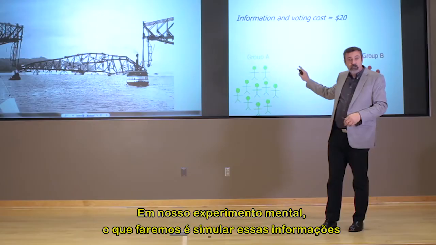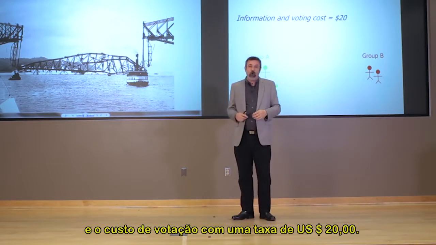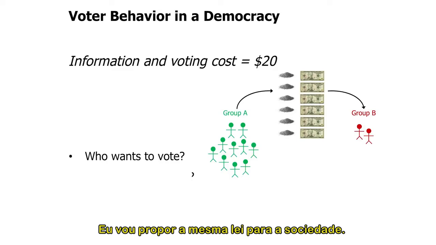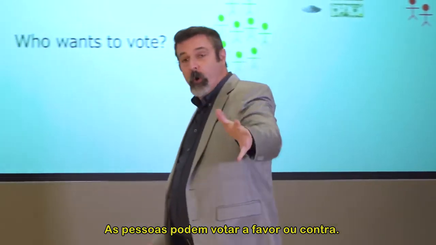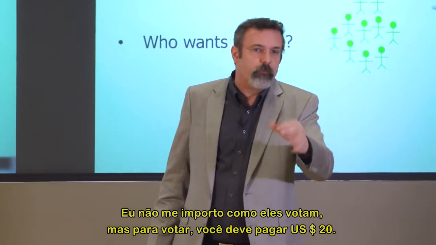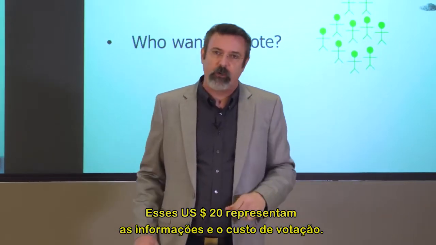And in our thought experiment, what we'll do is simulate this information and voting cost with a $20 fee. So I'm going to propose the same law for society. We're going to take $10 from everyone in Group A, we're going to burn half of it, we're going to give what's left to Group B. And the people can vote for or against, I don't care how they vote, but to vote at all, you must pay $20. That $20 represents the information and voting cost.